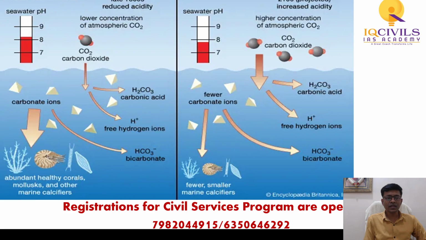So they are telling the story in two formats. In the first format, this is the condition during 1800, and second, this is the condition during 2100. Okay, so what was happening in 1800? Lower concentration of atmospheric CO2. The concentration of CO2 in the atmosphere was low. So this atmospheric CO2 will mix into the ocean water.